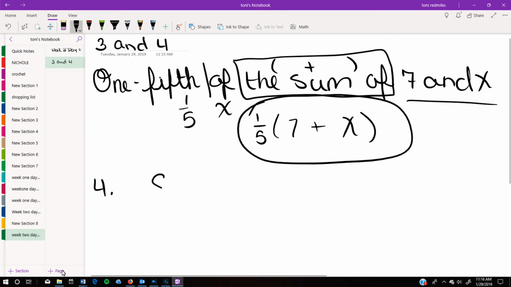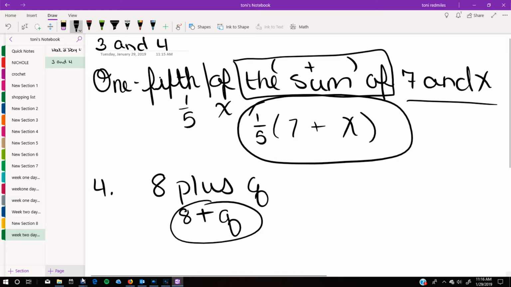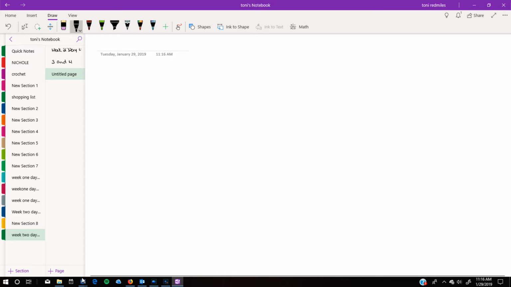Okay. Number 4 reads 8 plus q. I see a trend in what I wrote. Every other one is a little bit easier. Plus means addition, so 8 added to q. Alright, let's do 5 and 6.